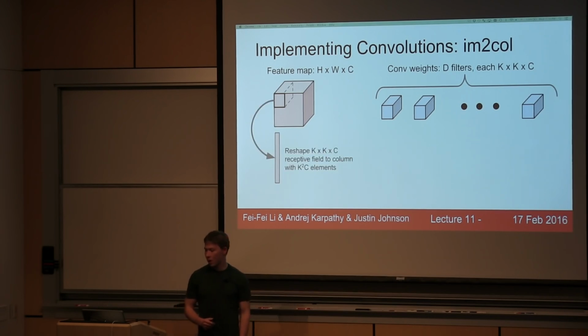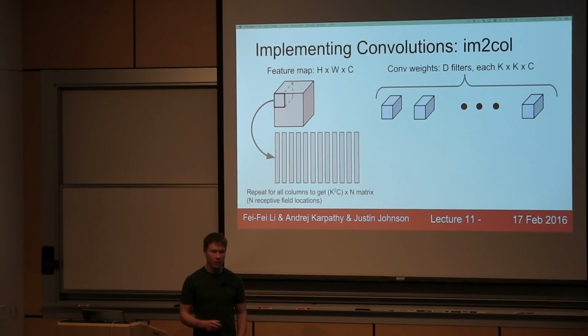So the idea is that we're going to take the first receptive field of the image, which is this K by K by C region in the input volume, and we're going to reshape it into this column of K squared by C elements. And then we're going to repeat this for every possible receptive field in the image. So we're going to take this little guy and shift him over all possible regions in the image. And here I'm just saying that there's going to be maybe N different receptive field locations. So now we've taken our image and reshaped it into this giant matrix of N by K squared by C. Anyone see what a potential problem with this might be?